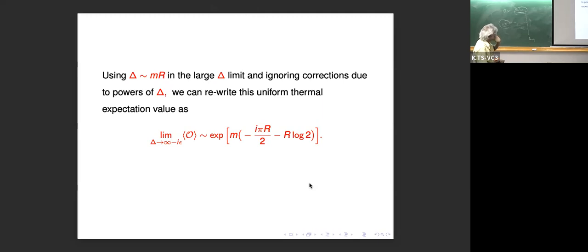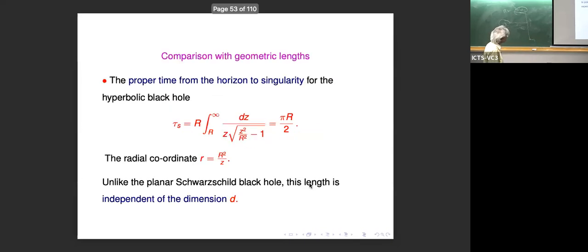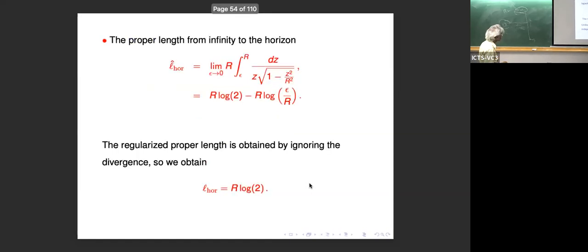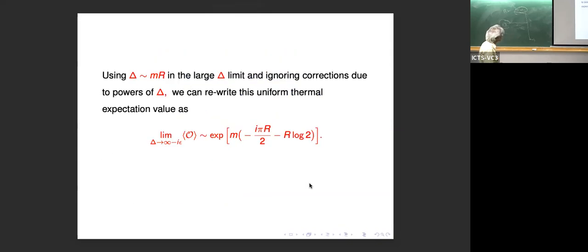So if you use delta as mr and write it out, it's of this kind, pi r by 2 minus r. So it's different from before. In a general D, yes, general D still it is independent. It's a different dependence here. Again, comparison with geometric lengths, you get the same tau s, which is expected from the 1-point function. Yeah, it's m minus mr is there.